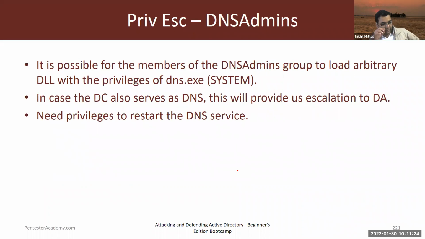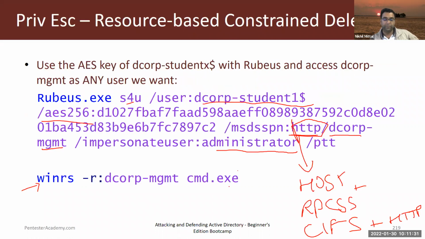Now, one more privilege escalation method. Okay, I just glanced over a question. Now, do not use WSMAN for WinRM. Use HTTP for WinRM.